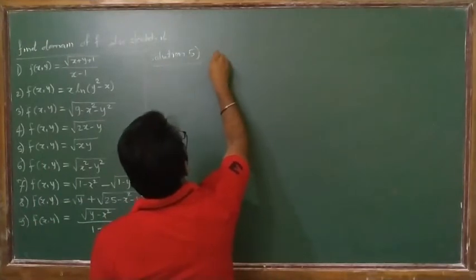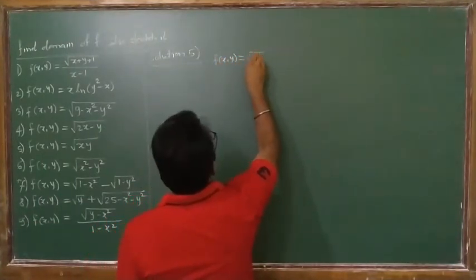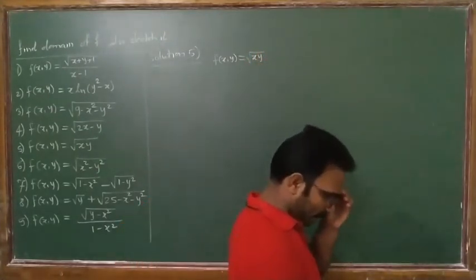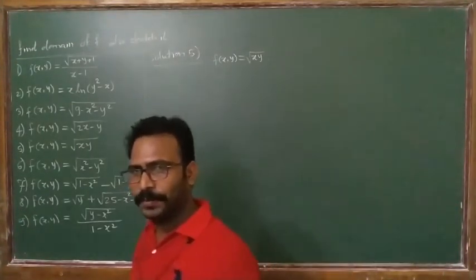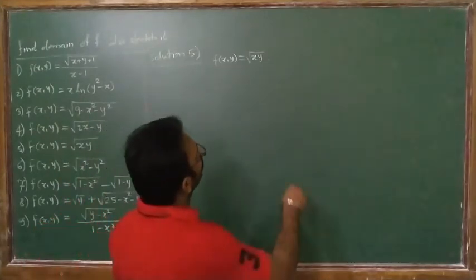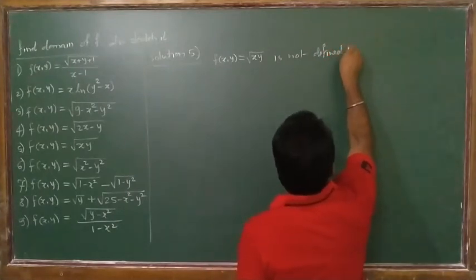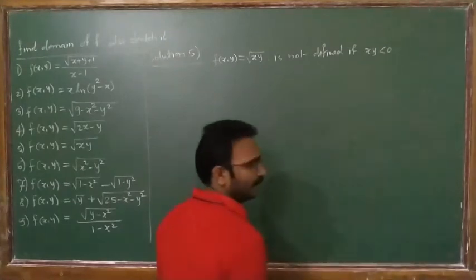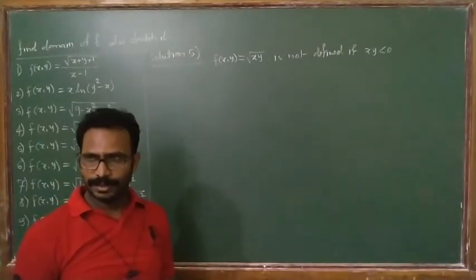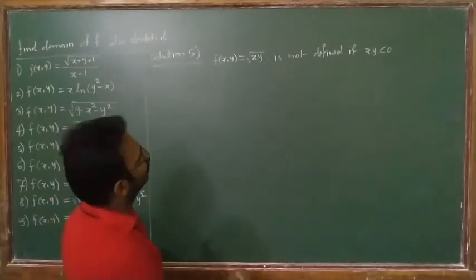The function is f of x, y equal to under root xy. Again, it is the square root. So the function will not have an image, will not have output if the quantity is negative. So it is not defined if this quantity is negative. So what should we have? This quantity should be either 0 or more than 0, greater than 0.